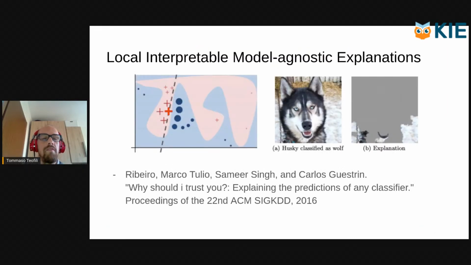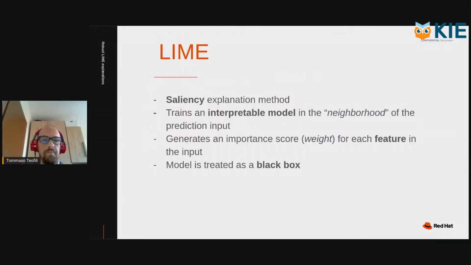Now, we will have a look at one of the explainability methods that we mentioned, which is called LIME, which stands for Local Interpretable Model Agnostic Explanations. This method was proposed in 2016 by Marco Tulio Ribeiro and others. And now we will have a look at how it works.